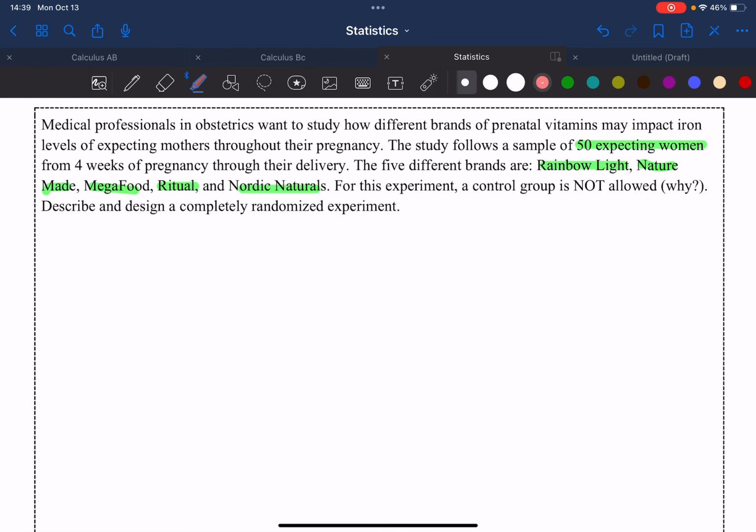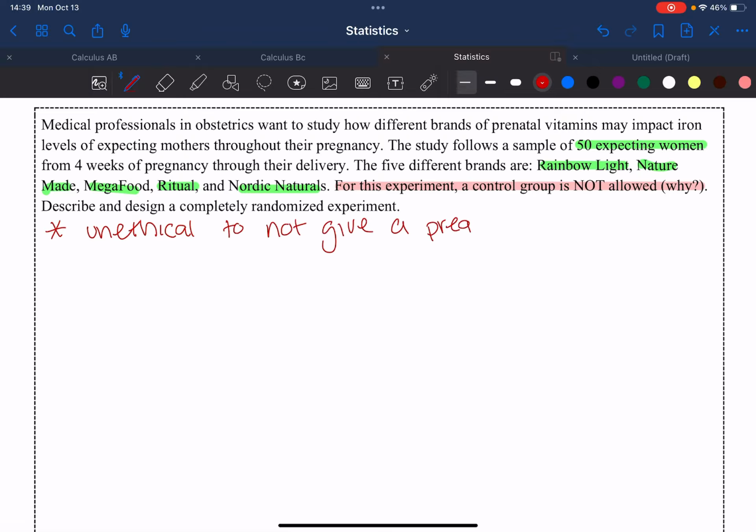Let's first answer this question. Why is a control group not allowed? Well, it would not be allowed because it would be unethical to not give a pregnant woman vitamins. That's why it would not be allowed, because it's unethical.